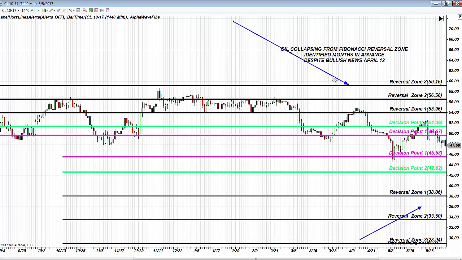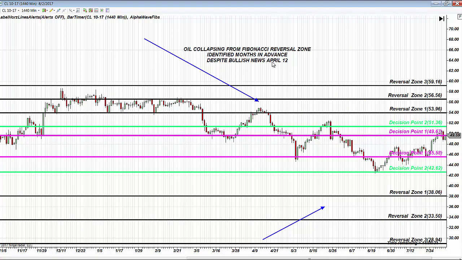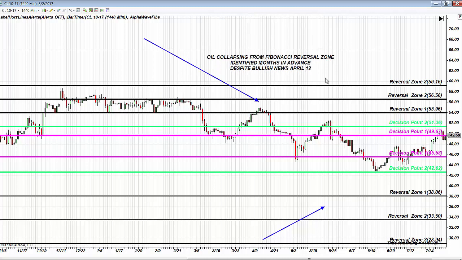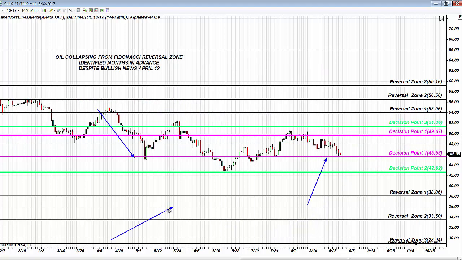The biggest bullish news of the year was this April, as OPEC production cuts, incredibly bullish news announced. What did oil do? Collapsed exponentially until this Fibonacci support. What did you see on oil? What has happened in June? This decision point is respected.